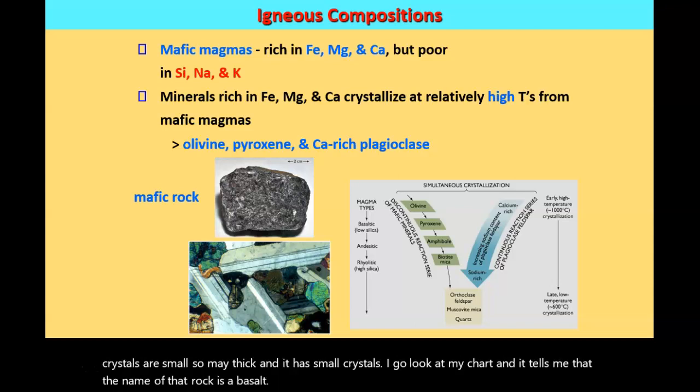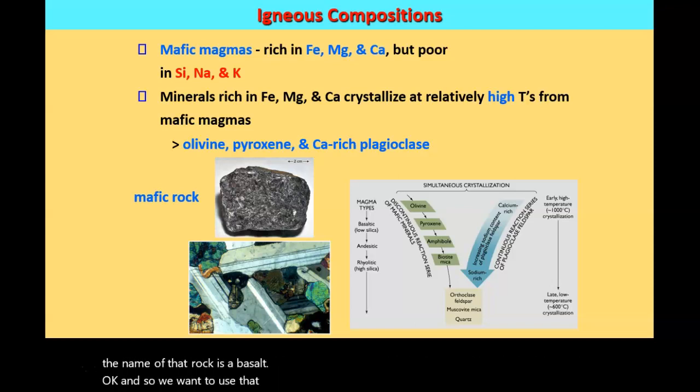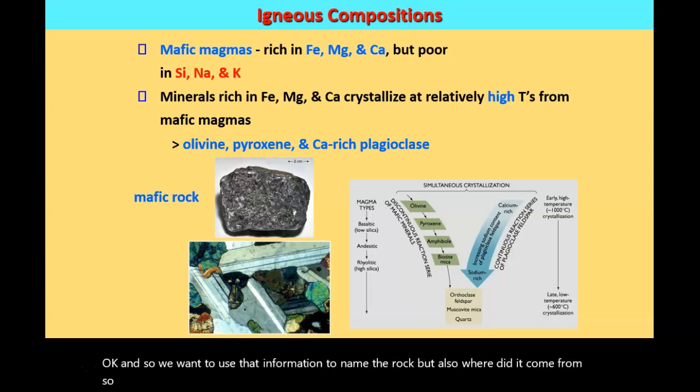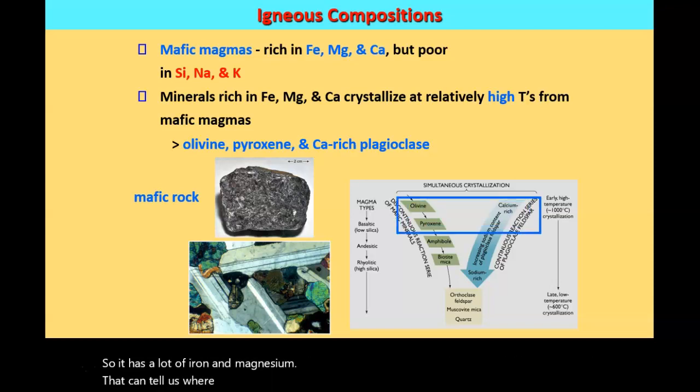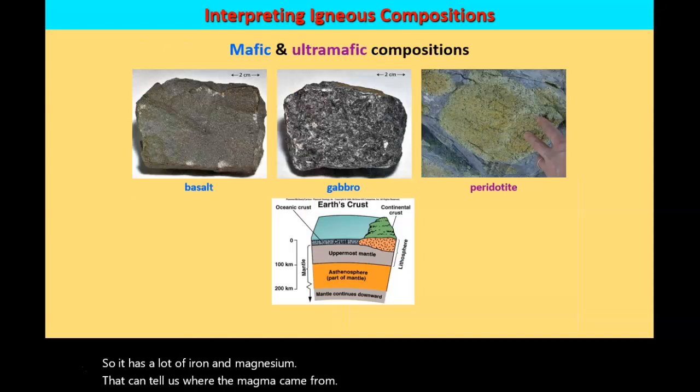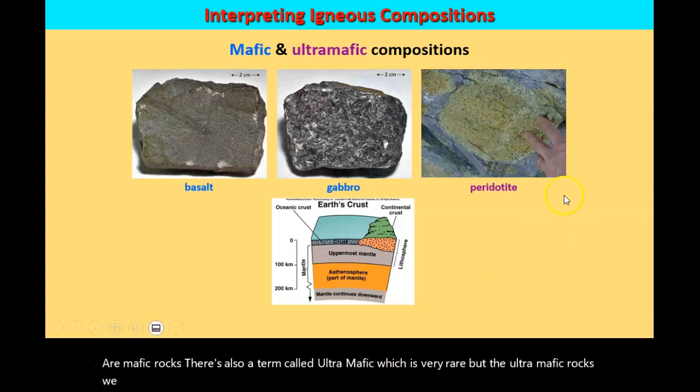Okay, and so we want to use that information to name the rock, but also know where it came from. So it has a lot of iron and magnesium. That can tell us where the magma came from. All right, and so then when we look at our mafic rocks, there's also a term called ultramafic, which is very rare, but the ultramafic rocks we think are really mantle rocks. And so they're rocks that are down here that only come to the surface through some very unusual conditions.